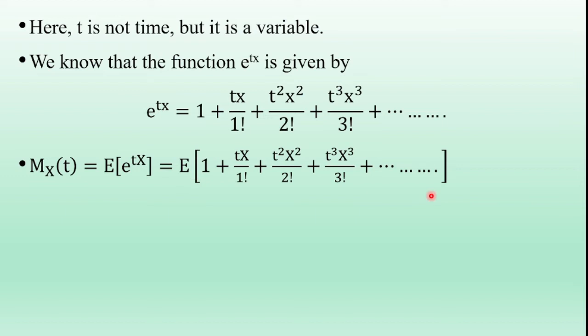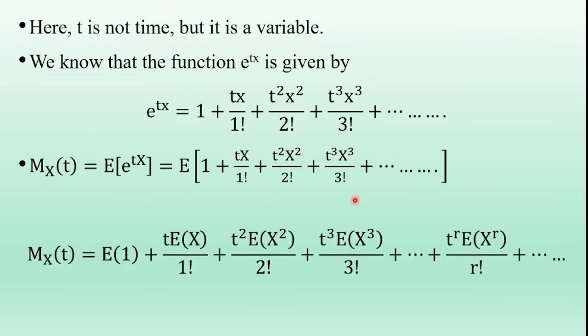We know that according to the properties of expectation, expectation of the sum of random variables is equal to the sum of their individual expectations. So using that property, the RHS term is written as mx of t is equal to expectation of 1 plus expectation of tx by 1 factorial, which is 1, plus expectation of t square x square by 2 factorial plus expectation of t cube x cube by 3 factorial plus and so on.